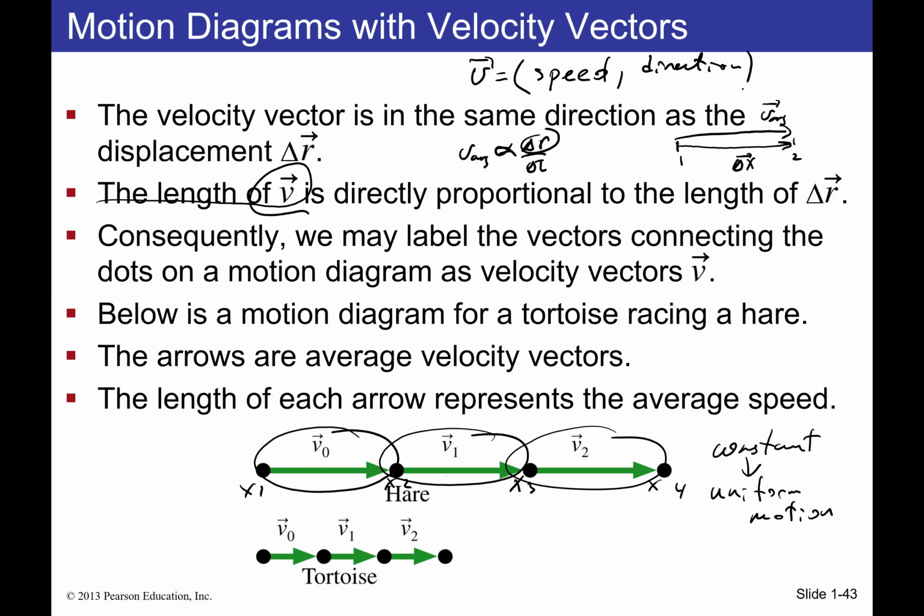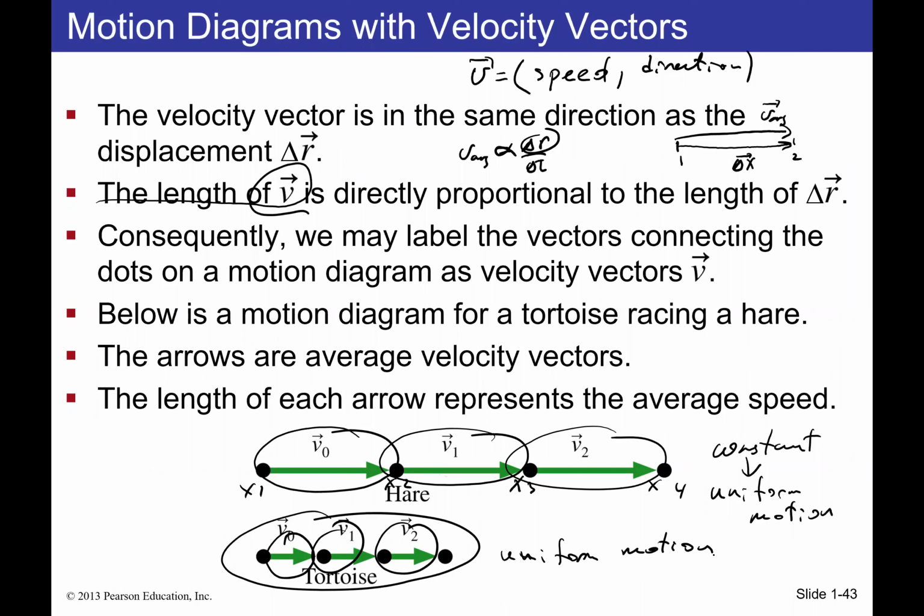That means the speed is the magnitude of the velocity as a vector. Okay. So then if I compare to the other, let's say this was a hare, this was a tortoise. One of the things we can see is, all right, so here's velocity 0, velocity 1, velocity 2. Well, it's also a uniform motion. Why is it a uniform motion? Because same velocity for those 3 time intervals. Constant velocity.